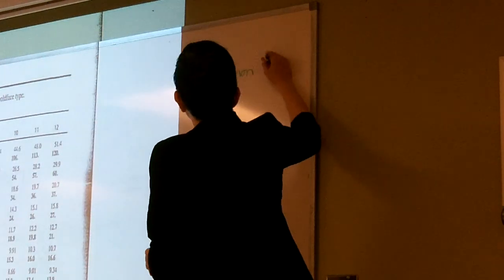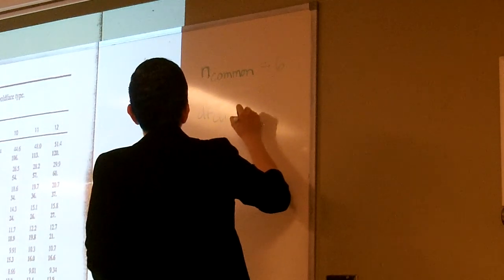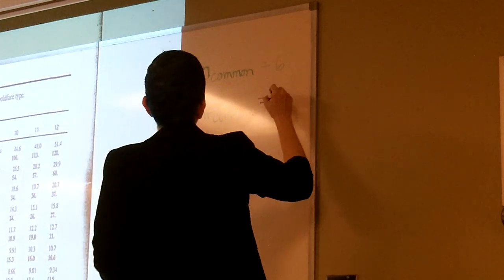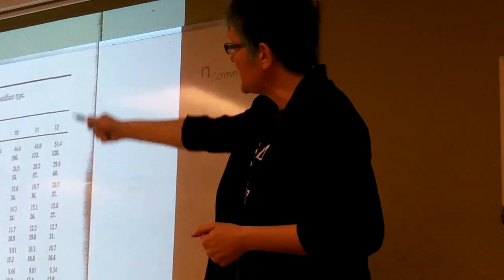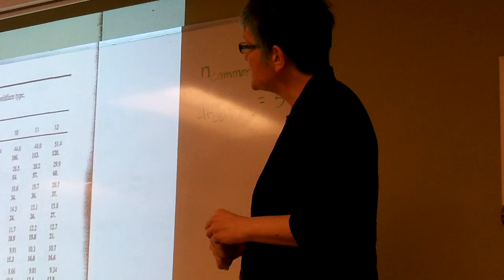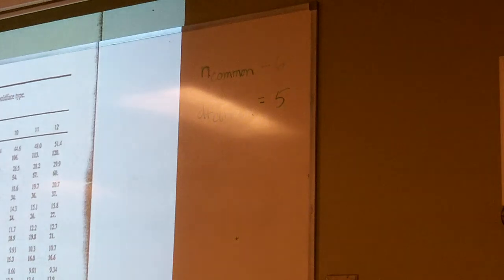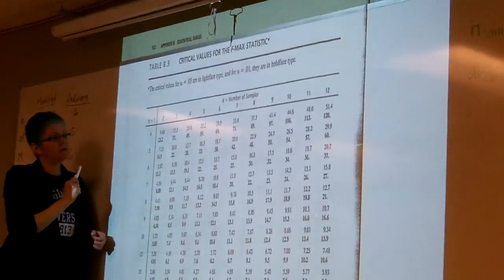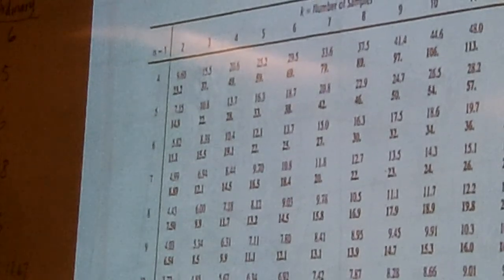So n common in this case is going to be 6. And degrees of freedom common, which is the common degrees of freedom for all of our samples, is going to be 5. So that's our n minus 1. That's what we're going to use over there on the left-hand side. So that means we're going to go here. First column, second row, we're going to look for the number in light face type, and that is, what? 7.15.